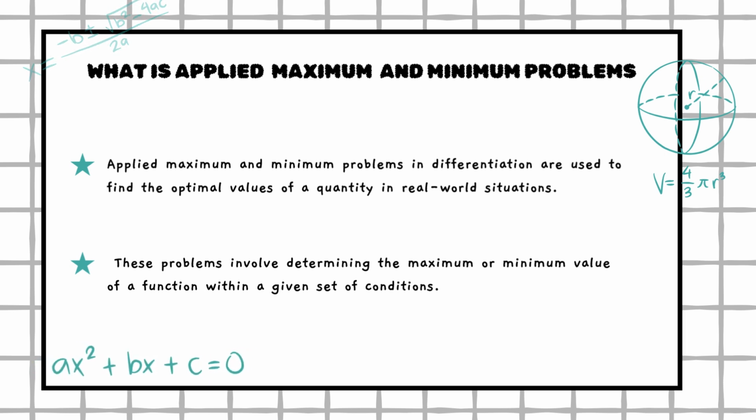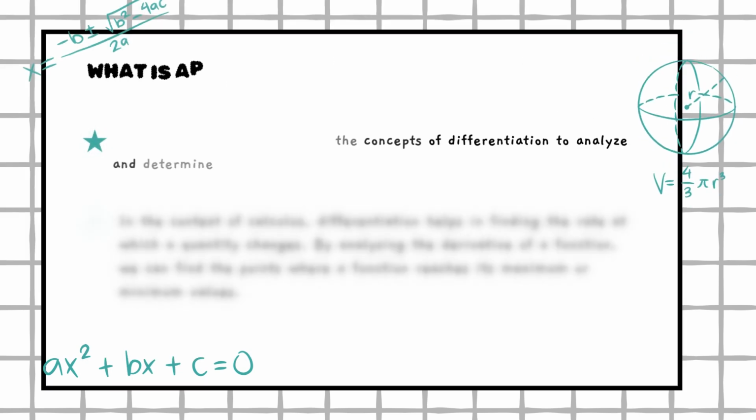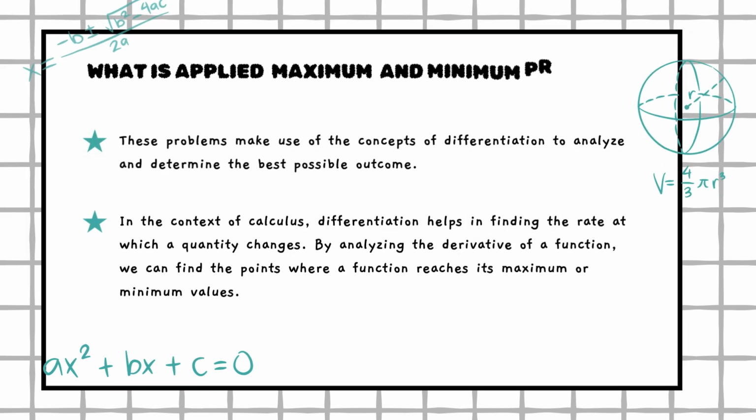Applied maximum and minimum problems in differentiation are used to find the optimal values of a quantity in real-world situations. These problems involve determining the maximum or minimum value of a function within a given set of conditions. They make use of the concepts of differentiation to analyze and determine the best possible outcome.